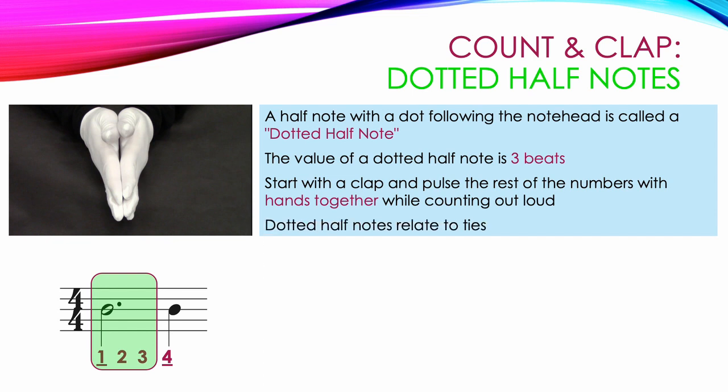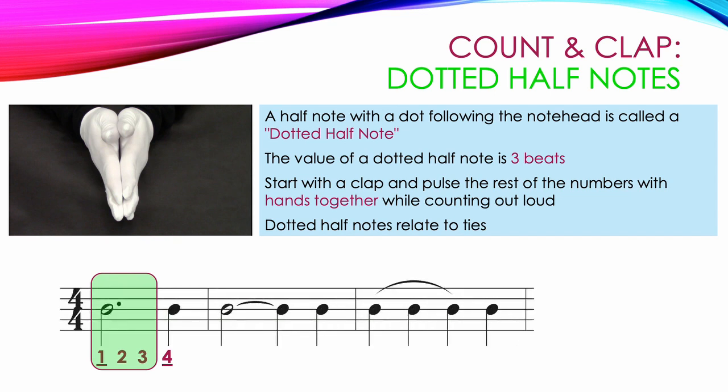Dotted half notes are directly related to ties. Let's take a look. In the second measure, we have a half note worth 2 counts tied to a quarter note worth 1 count. So we would clap on count 1, keep our hands together for count 2 and for count 3, like this. 1, 2, 3. Then we have a quarter note by itself for count 4, and it gets its own clap. Notice how measure 1 and measure 2 are exactly the same clapping and counting, because a dotted half note is the same as a half note tied to a quarter note.